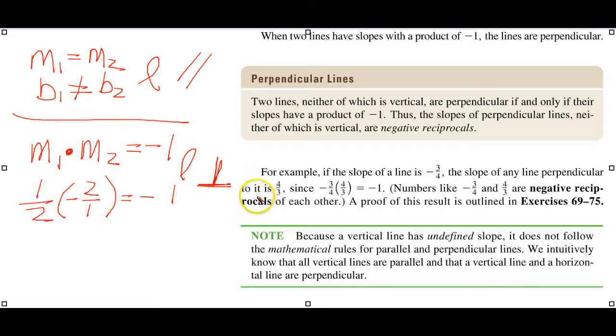Okay? Now keep in mind, if you had the x and y axis, they're perpendicular. This one has 0 slope. This one has undefined slope. Okay.